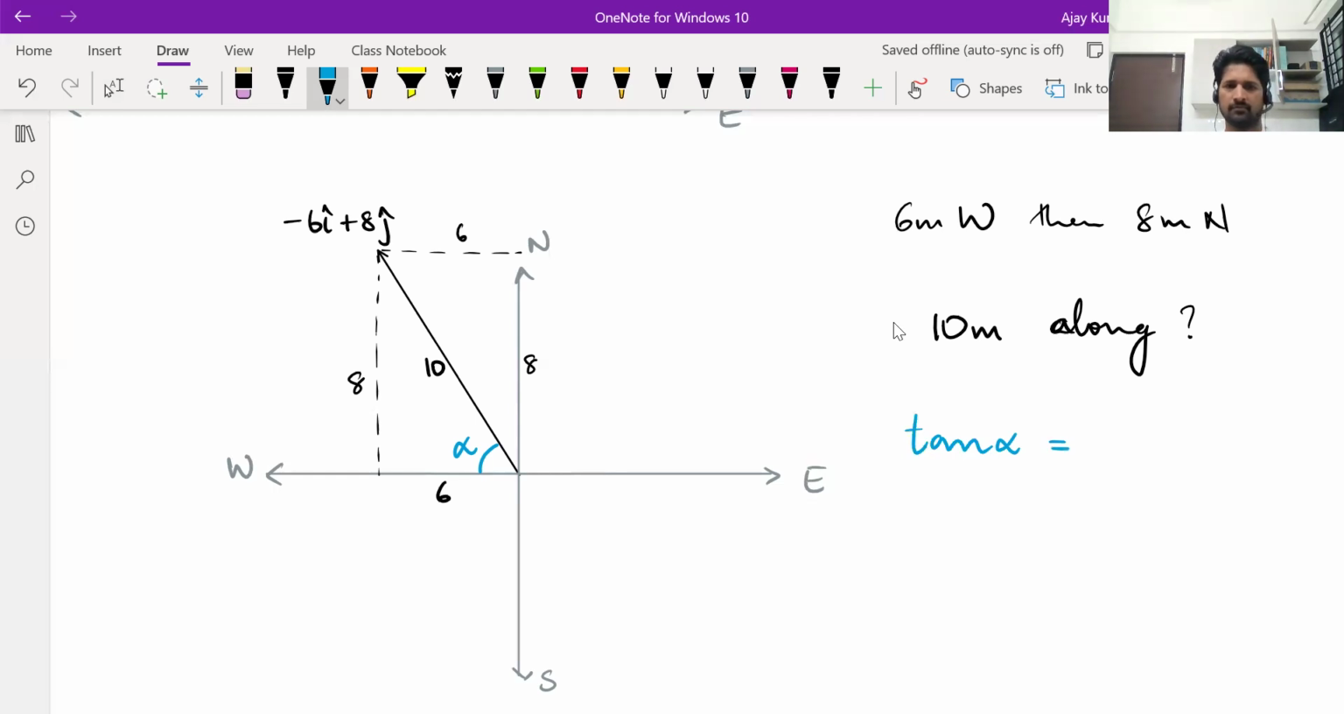Sir, 53 degrees. No, I asked tan alpha, not alpha. 8 by 6. Opposite by adjacent. 8 divided by 6, 4 by 3.